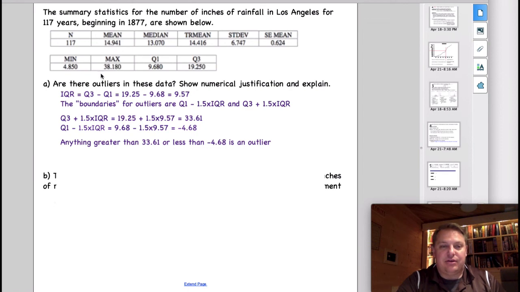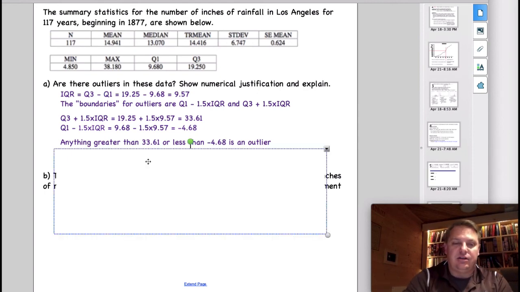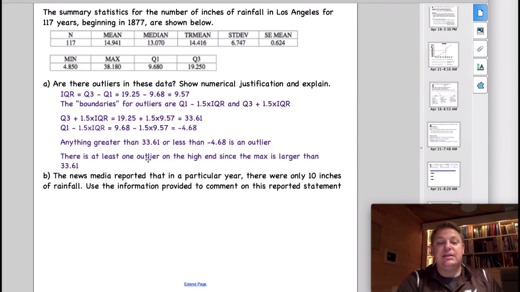Our max, though, we have at least one data point that goes as high as 38.18, which is larger than 33.61. So then what we would say to conclude that part is there's at least one outlier on the high end since the max is larger than 33.61. What we don't know is whether there are multiple. There could be a 37.2 that's also in this data set, which we can't tell from here because it's not bigger than the max. So all we can say is there's at least one outlier at that maximum.